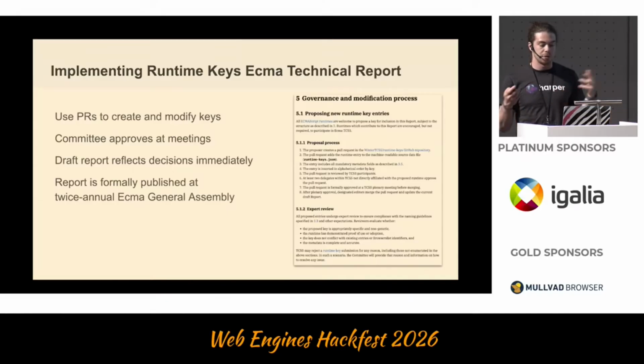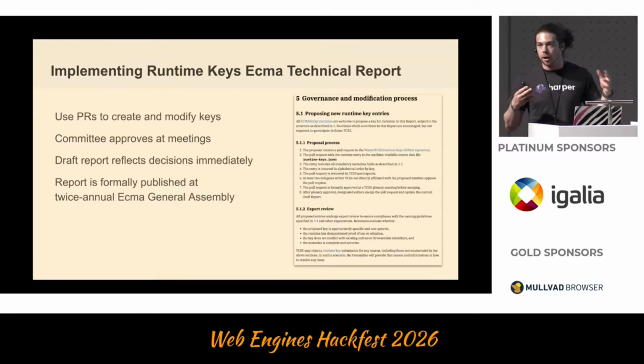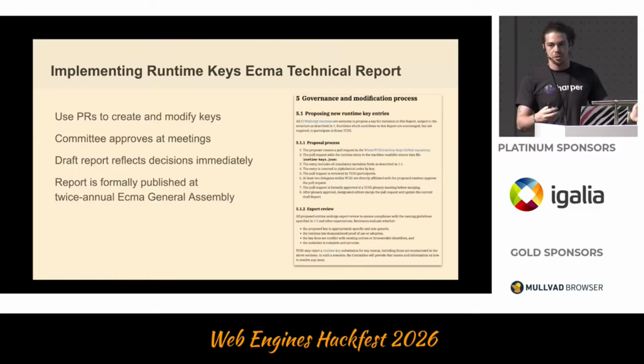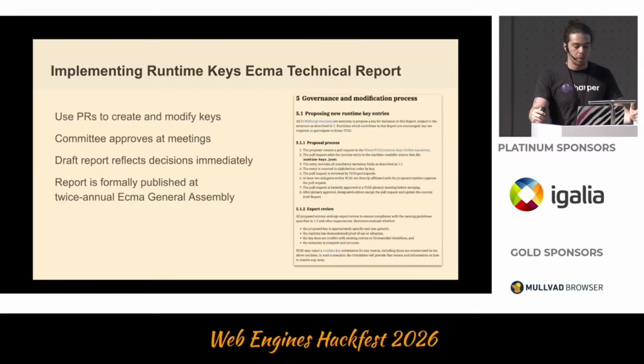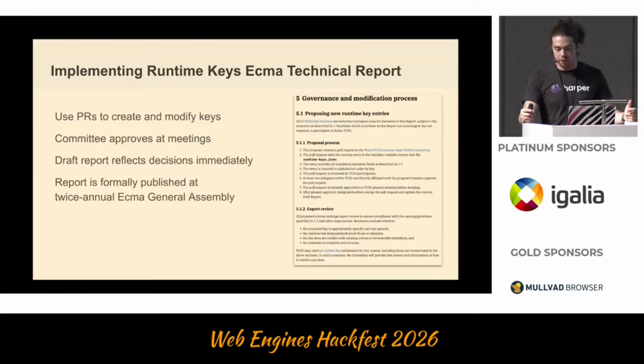The draft then can reflect the decisions immediately, and people can start, not necessarily implementing the draft, because there's not really anything to implement here, but referencing the draft in their developer tools as soon as something gets added. Of course, they can state that it's experimental, or that it'll go into the next major version of their dev tool that aligns with the actual publication of this report. And that report is formally published twice annually at the Ecma General Assembly.